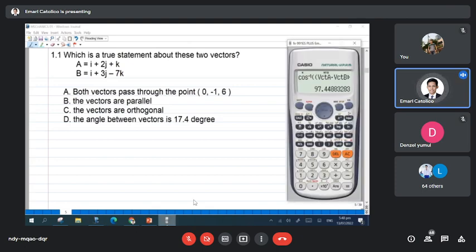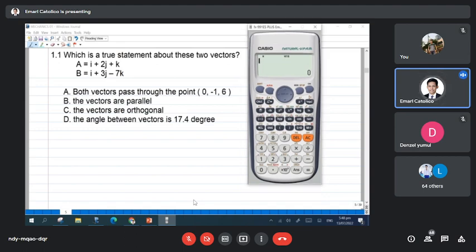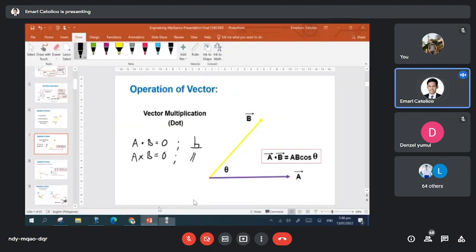So, store lang natin si vector A and vector B. So, para hindi na kayo mag-shift mode, ano, punta na lang kayo sa data, shift 5 to vector A. Okay, so 1, positive 2, then negative 7. Then press AC. Punta tayo ng vector B, shift 5 data, vector B. 1, 3, and negative 7. And press AC. Then try natin to, yung theorems na to.